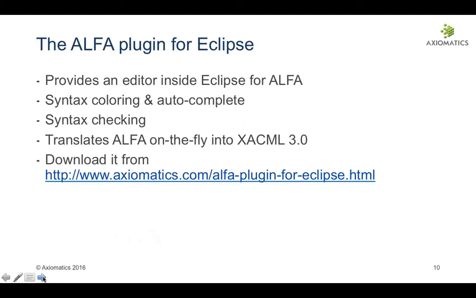What happens within the Eclipse plugin is that as you're writing your ALFA code, it will on the fly essentially translate that ALFA code into XACML 3.0 policies or conformant code. I sometimes refer to it as the ALFA plugin compiles it into XACML, but that's not necessarily entirely true. But we will see examples of this too as we go along.